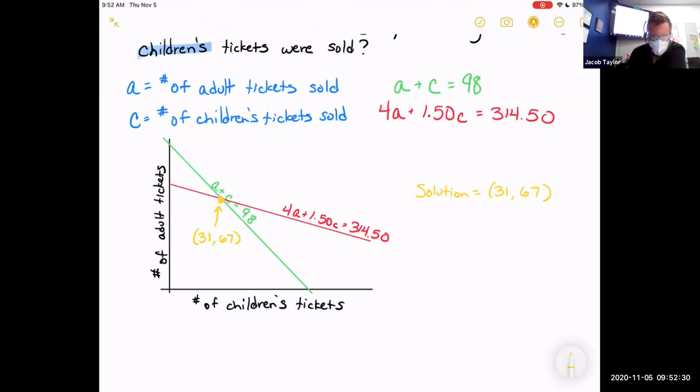So the solution means 31 children's tickets and 67 adult tickets were sold for that Sunday show.